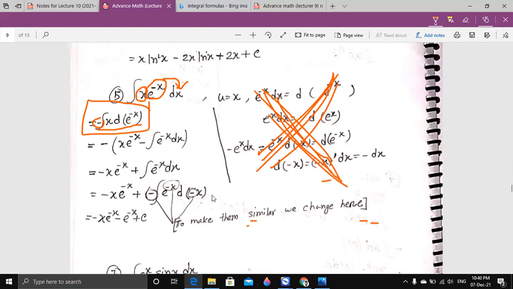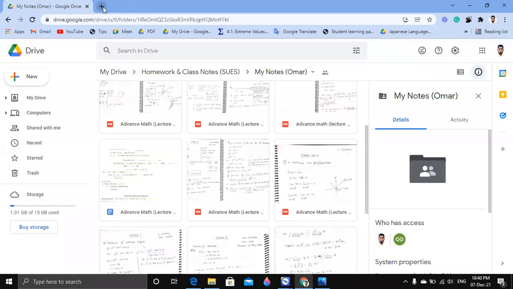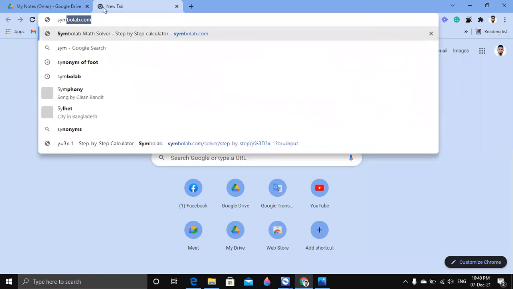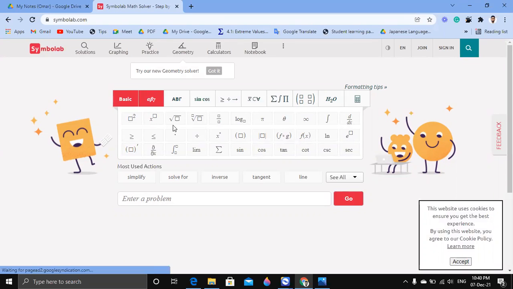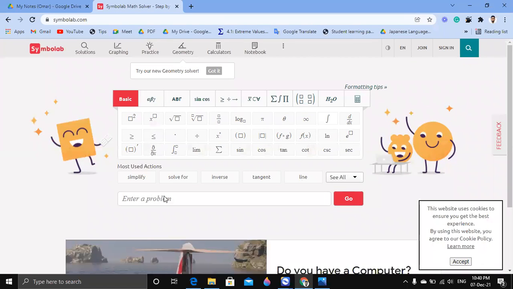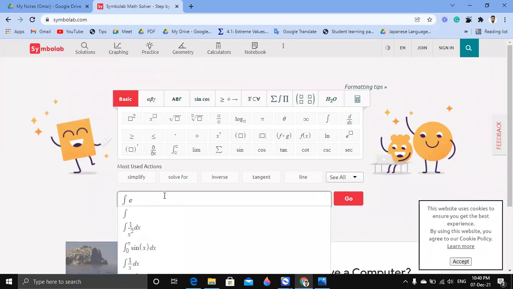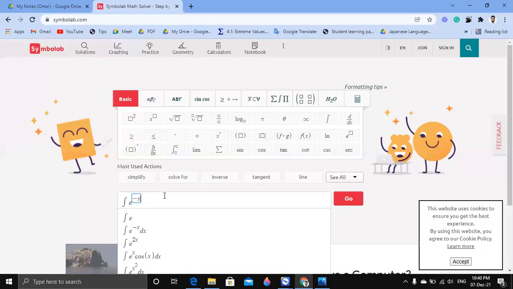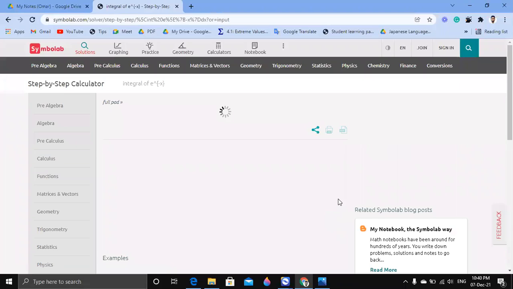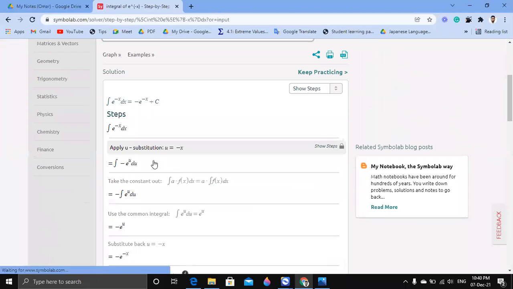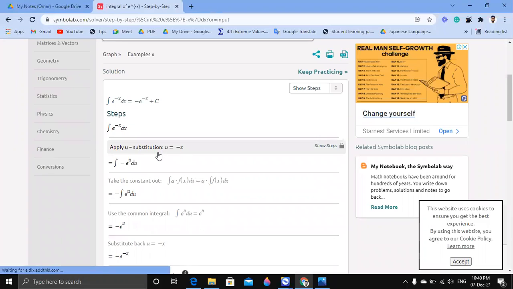E to the power minus x and minus. Okay, let me use Symbolab here, and let me see what procedure they used. Oh yeah, they used the substitution rule here. Okay, use the substitution rule.